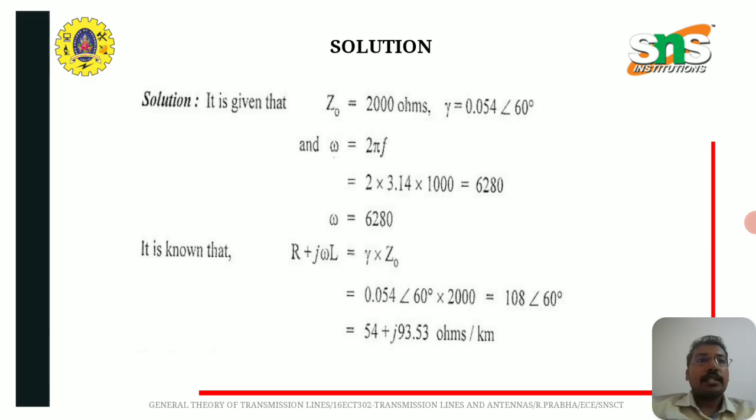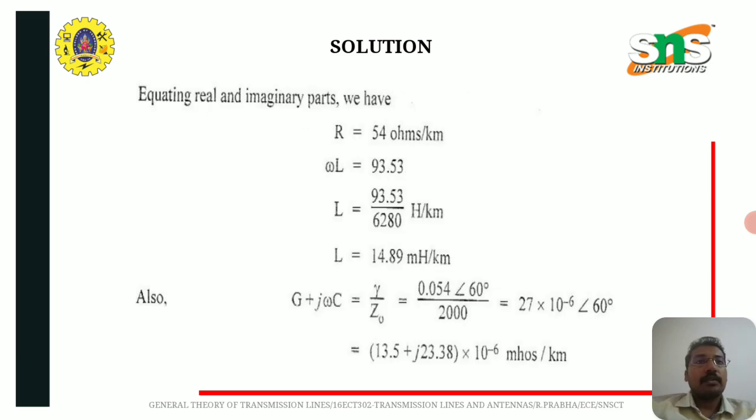Solution. Z0 equals 2000 ohms and gamma equals 0.054 at an angle of 60 degrees, as given in the question. From this we can calculate omega equal to 2 pi f, which is equal to 6280. We know the values of 2 pi and f. From that we can calculate the R, L, C and G values. The solution for the equations is given in these slides.